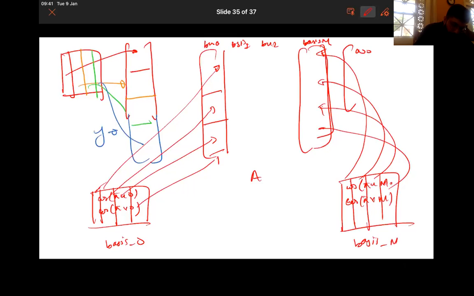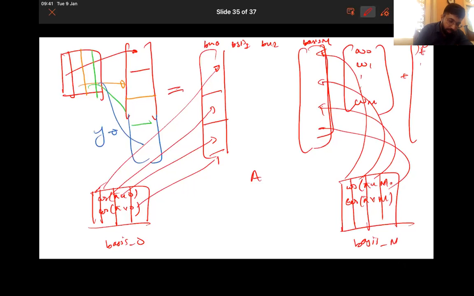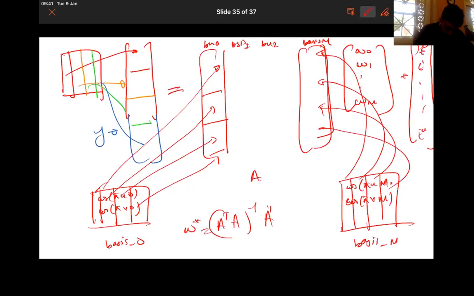So I can multiply it with W0, W1 up till Wm. And this is exactly a linear regression problem, right? So you can say this is equal to this plus some error, E0, E1 till En. And for this, we know the solution. The solution is W star is equal to (A transpose A) inverse A transpose B.